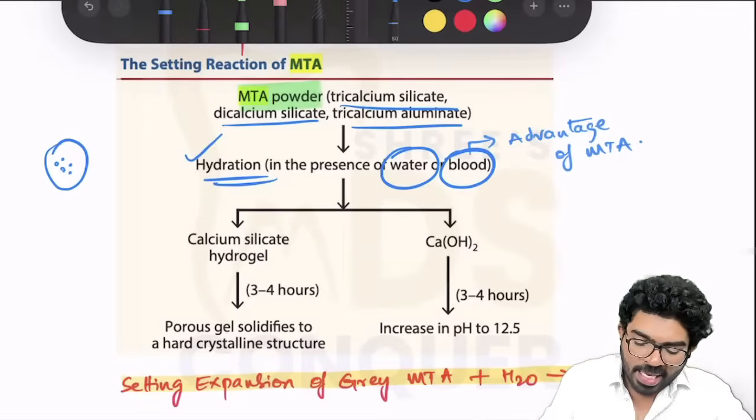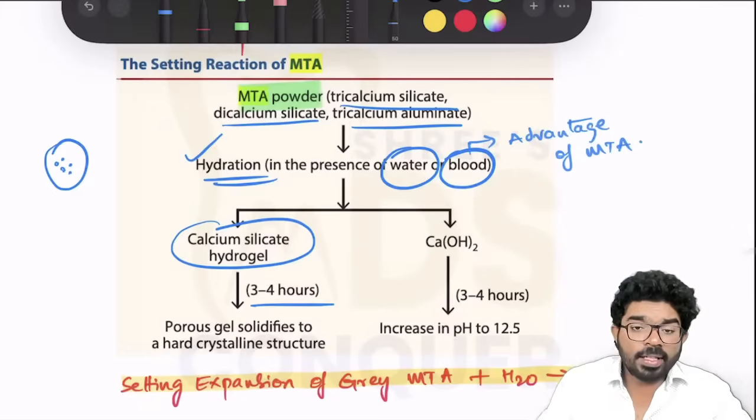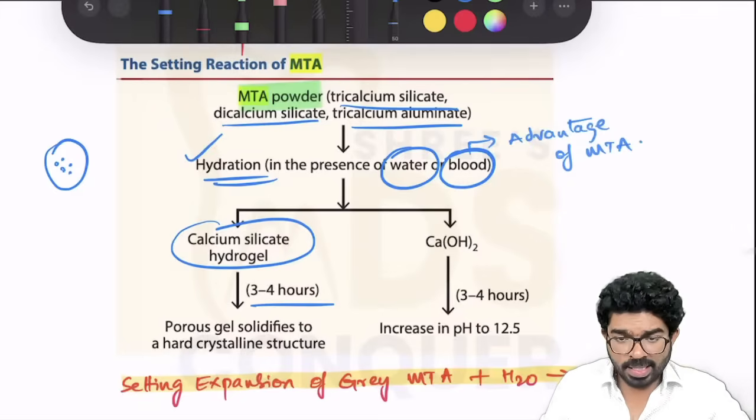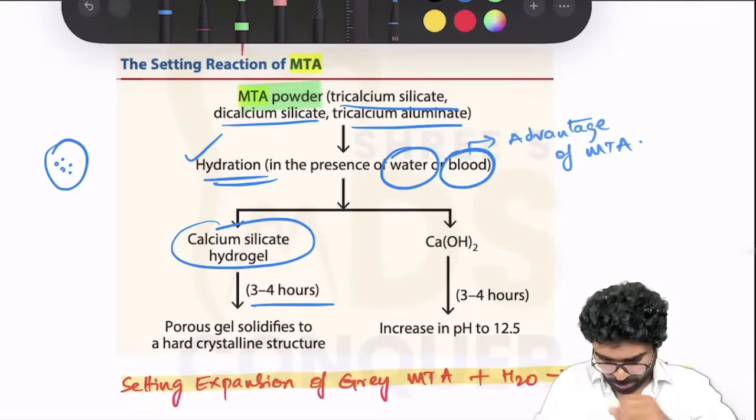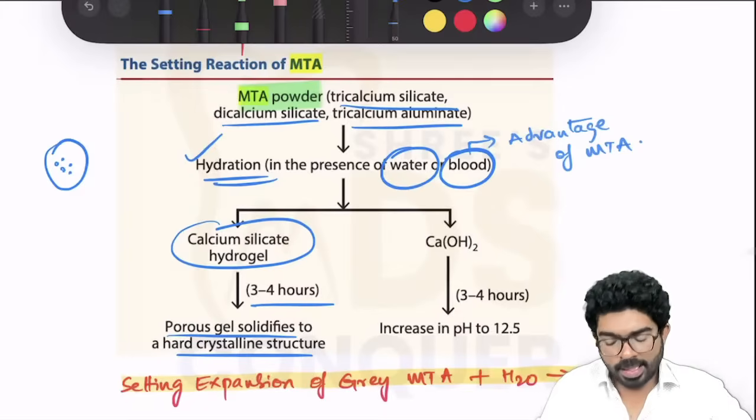So with calcium silicate, it is going to form calcium silicate hydrogel after 3 to 4 hours. That is around 165 minutes plus. This porous gel initially solidifies into a hard crystalline structure, which becomes so tough.